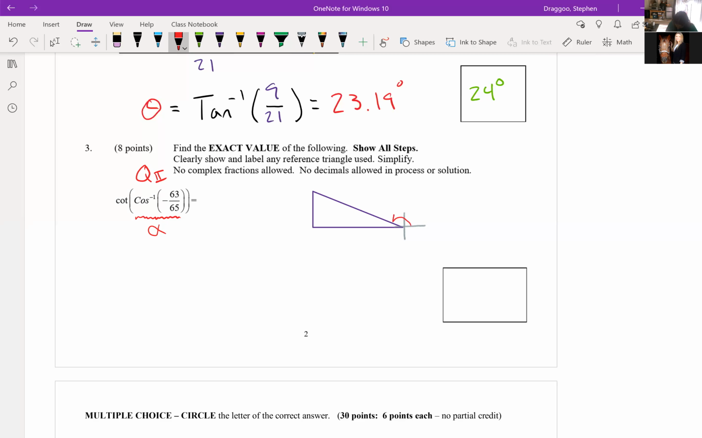So that's where my reference triangle goes. That angle alpha is going to be this one. There we are. And we'll slap some labels up there. Our adjacent side should be negative 63, while our hypotenuse will be positive 65. And we have a missing side that we're going to need to solve for.